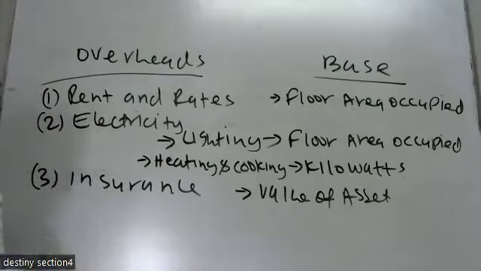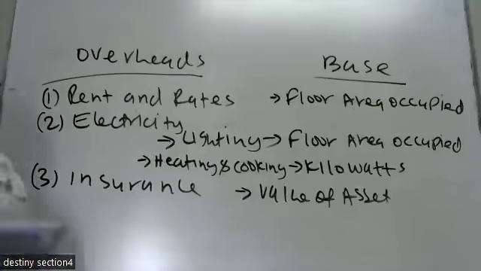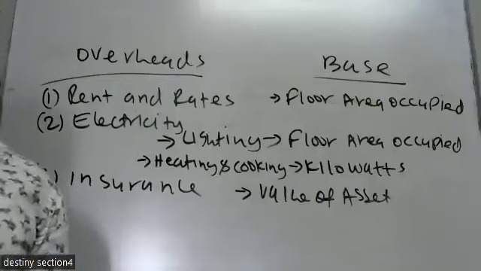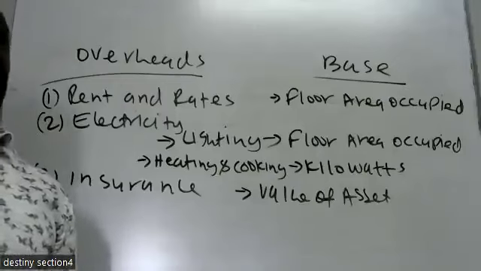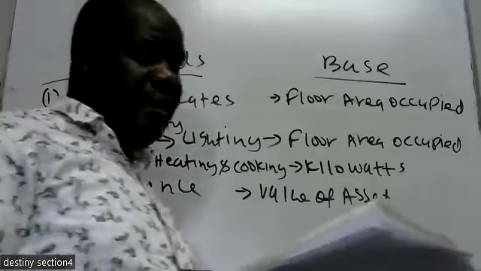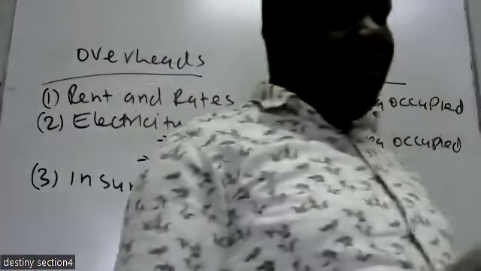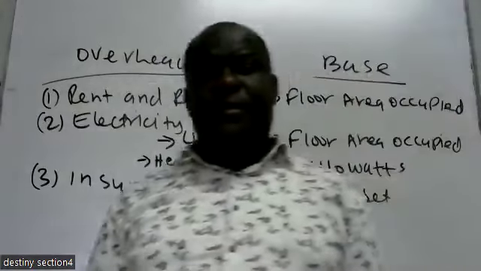Number four would be depreciation. So for depreciation, we use the value of the asset being depreciated. The next one will be employer's liability.